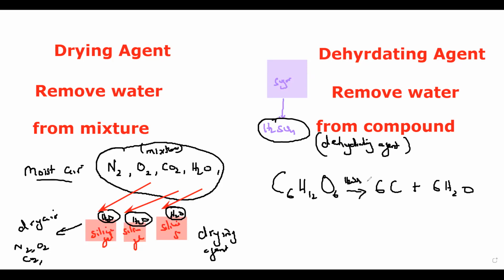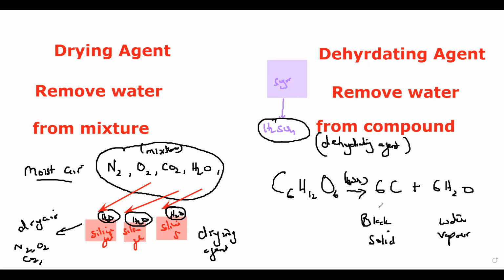When we use sulfuric acid in this reaction, the glucose, or sugar, will decompose and break down into carbon, which is a black solid, and because of the water molecules you will observe water vapors as well. So this glucose actually decomposes into a black solid and water vapor. By a chemical reaction, the water is removed from the substance. We call that substance a dehydrating agent.